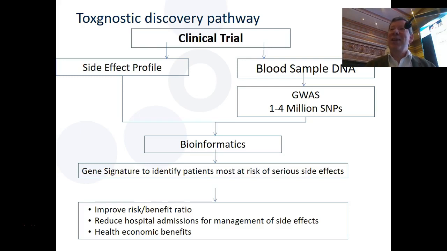So toxnostics. We use a clinical trial. We have well annotated toxicity. We have lots of blood samples, and the key, Abdul Rahman said it, the key is bioinformatics. It's not the sequencing, but it's how we interpret the sequence data. And that's where we're putting a lot of resources and money in Oxford into bioinformatic understanding.